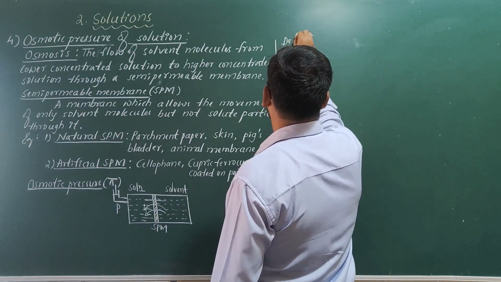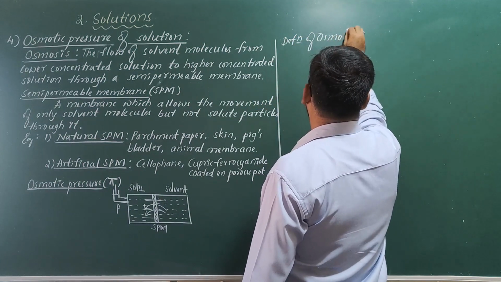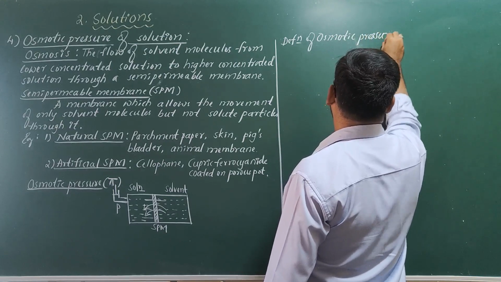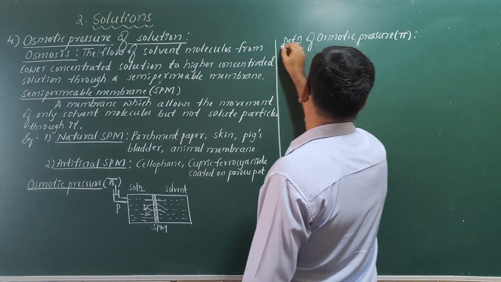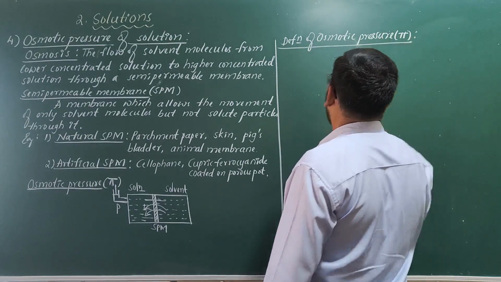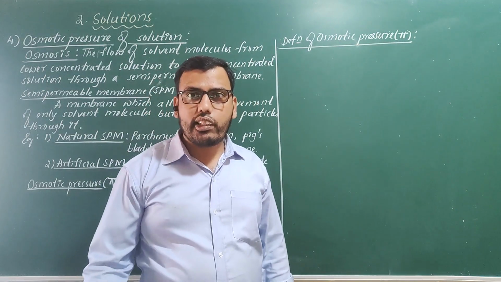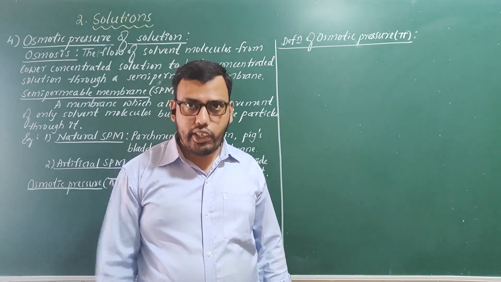So definition of osmotic pressure, which is represented by pi. It is also important. It is an important question for 2 marks. What is osmotic pressure? Show that it is a colligative property.